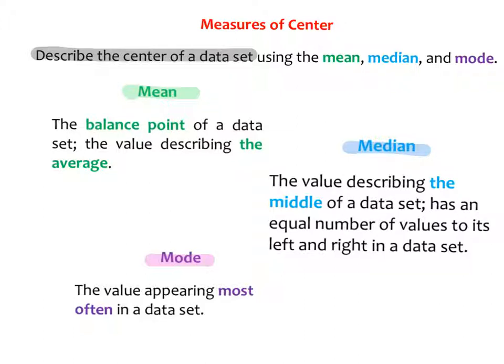set. The mean is the balance point. It's the value describing the average. The median is the value describing the middle of the data set. The mode is the value appearing most often. These three tools, the mean, the median, and the mode, are used to describe the center of a data set and are known as measures of center.